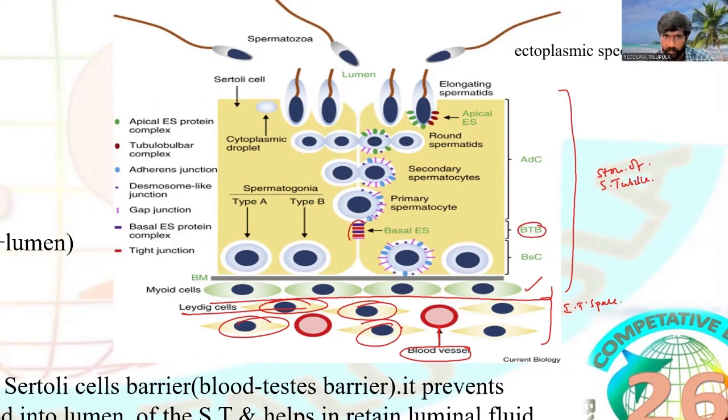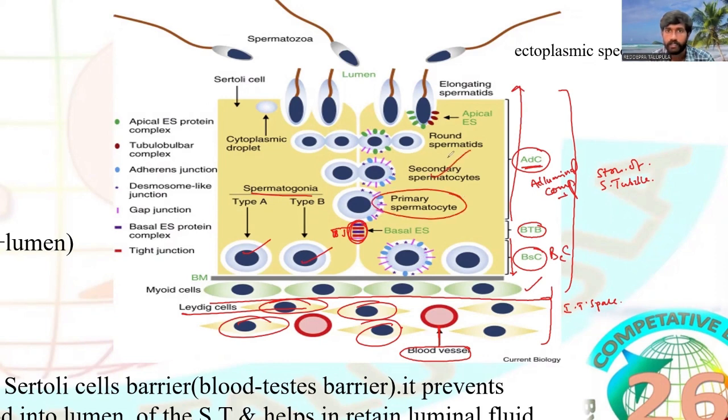It is formed by the tight junctions. These are the tight junctions, TJ. Okay, BTB. From there to near the BM, it will be the basal compartment, BSC. And after that, from the BTB to the lumen side, it will be the ADC, adluminal compartment. These are the spermatogonia, A type, B type. Primary spermatocyte, secondary spermatocyte, round spermatids, elongated spermatids, all these will be in the adluminal compartment. Okay. Next.